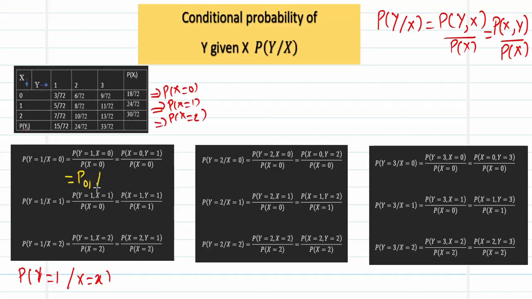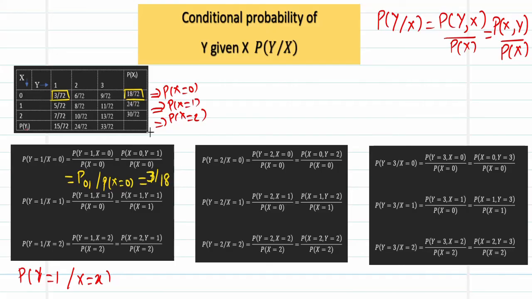So it is p of 0, 1 divided by the probability of x equal to 0. The value for p of 0, 1 is 3 by 72. So it is 3 by 72 divided by the probability of x equal to 0. What is x equal to 0? It is 18 by 72. So 72 cancels off, leaving you with 3 by 18.